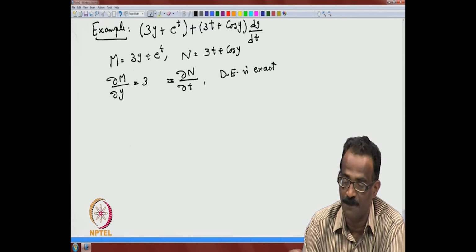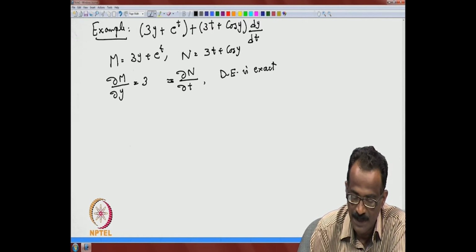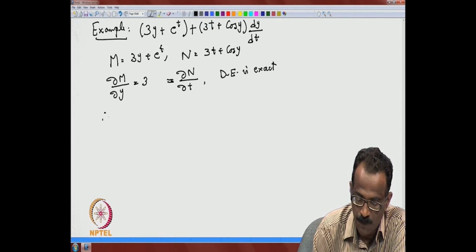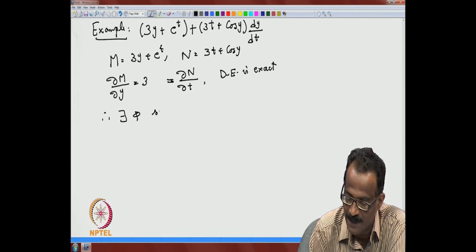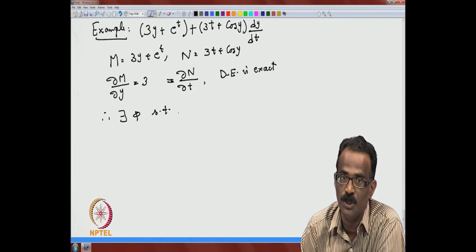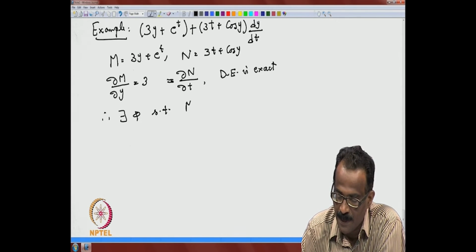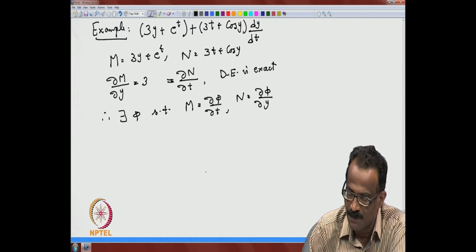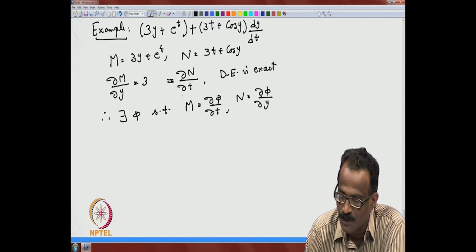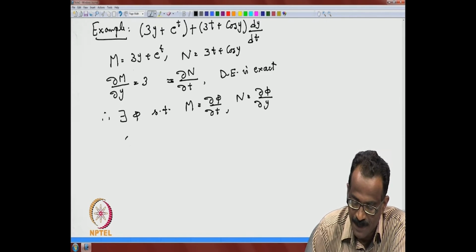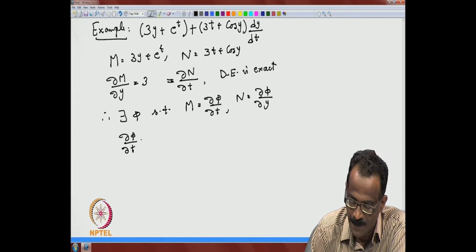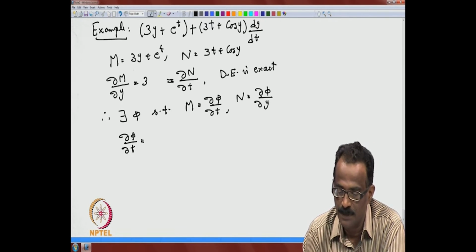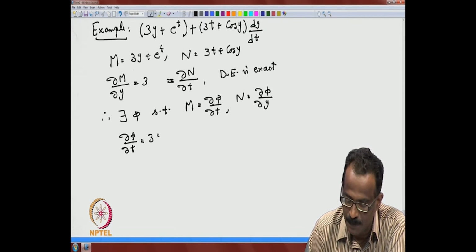So, how do you proceed to find phi? You do it step by step. Therefore, there exists phi such that, you do not have to remember the formula, you can proceed to solve the problem. There exists phi such that m is equal to d phi by dt and n is equal to d phi by dy. You can integrate it out one by one. So, d phi by dt is equal to m is equal to 3y plus e power t.